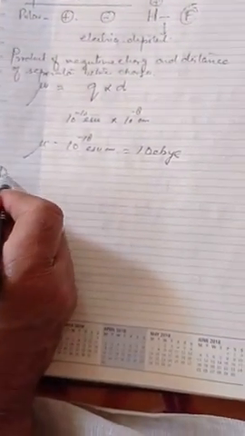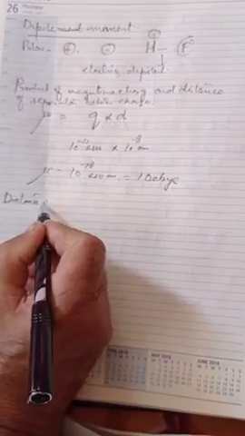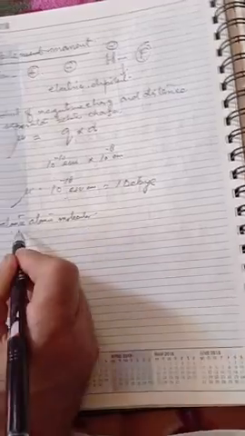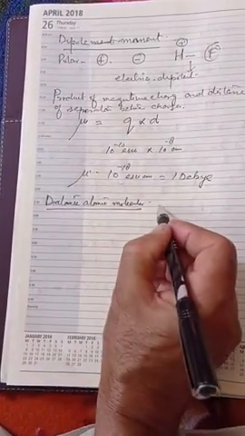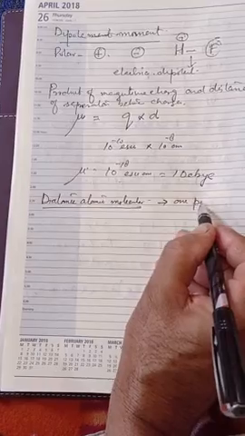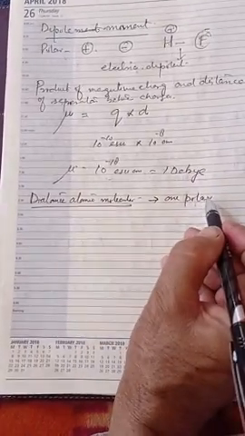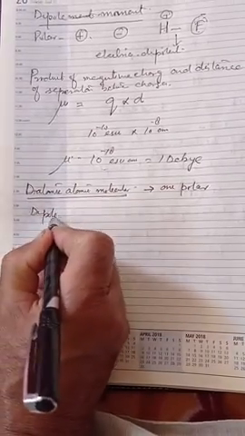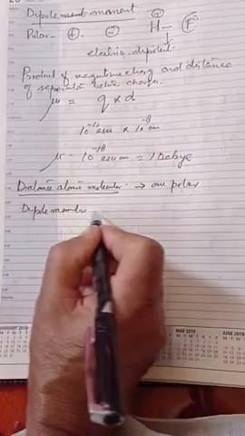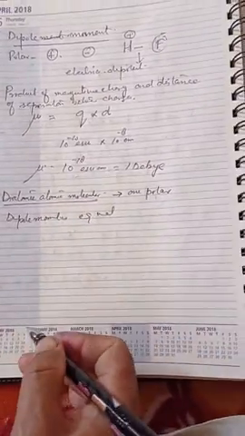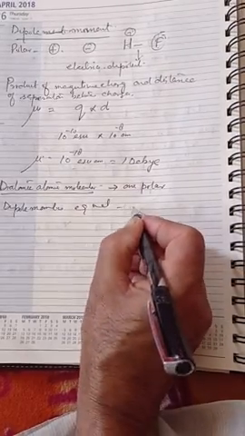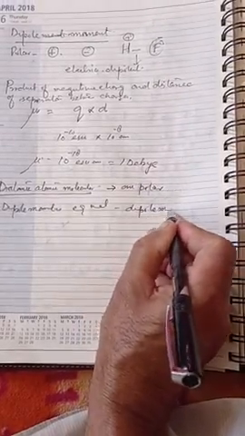Now students, if we take the case of a diatomic molecule, a diatomic polar molecule, since there is only one polar bond present, the dipole moment is equal to the dipole moment of the single bond. It is called the dipole moment of the single bond.